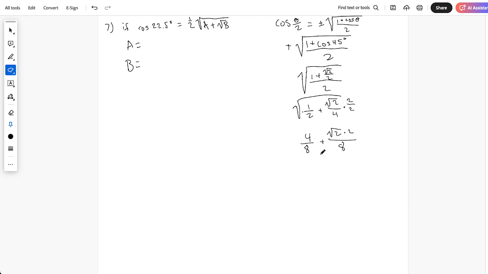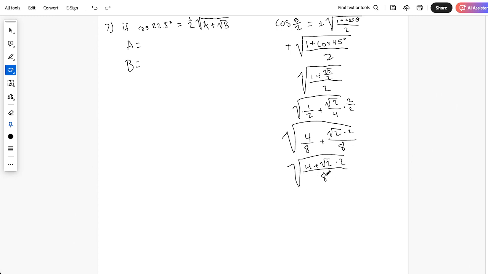And then now you have the same denominator, which means you actually can add them together, right? So that's 4 plus the square root of 2 times 2 over 8. And that's all square rooted. Like that. I know this is a lot of steps, but it's just what has to happen.